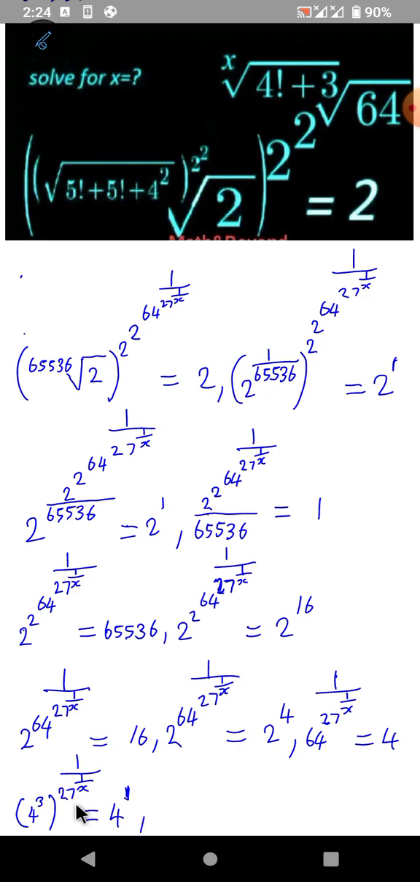again. Now the power here will multiply this power here, right? So now that's 3 multiplied by 1. So we have 4, that's this 4 now, raised to the power of 3 times 1, that's 3 all over 27 raised to the power of 1 all over x, equal to 4 raised to the power of 1. So we continue again.